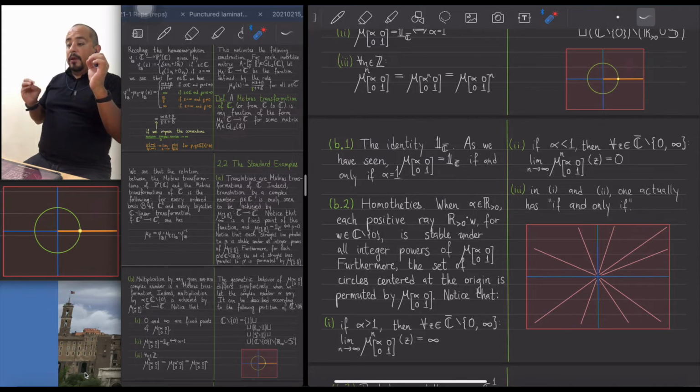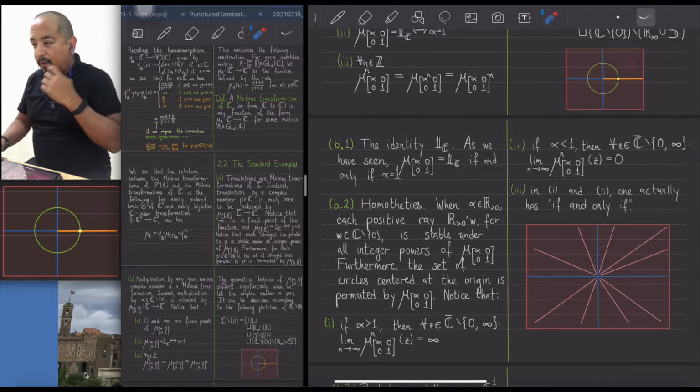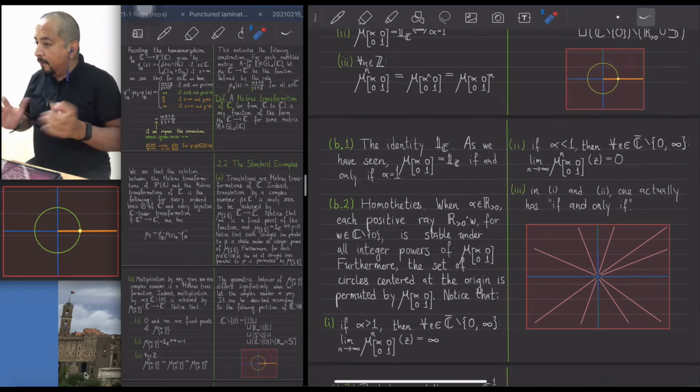So the two fixed points do not have the same nature. One of them is a repulsor, and the other one is an attractor. So this is kind of funny. We have two fixed points, but they do not quite have the same nature.